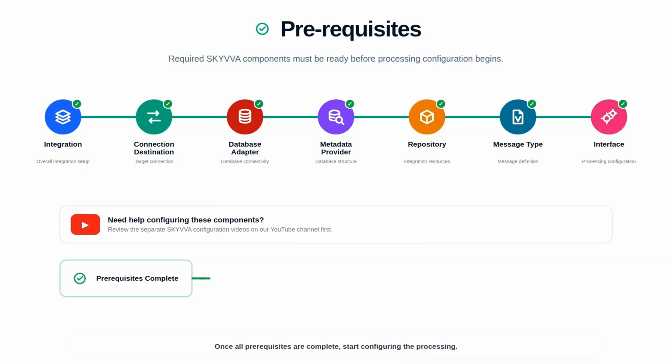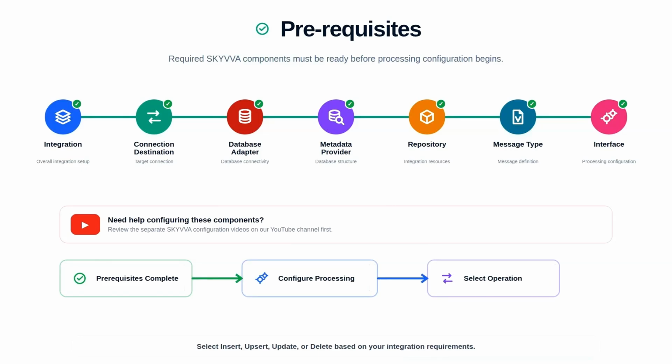Once all the prerequisites are completed, you can start configuring the processing. Based on your integration requirements, you can select the appropriate operation, such as insert, upsert, update, or delete, and then continue with the mapping and processing configuration.